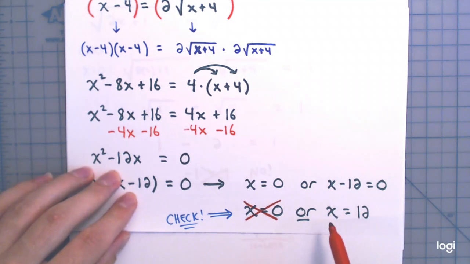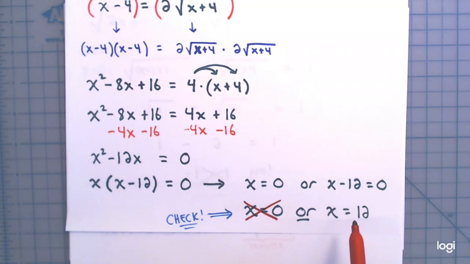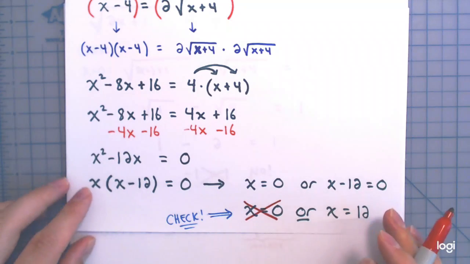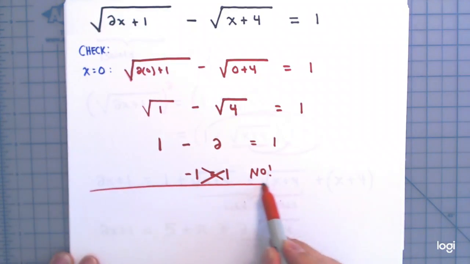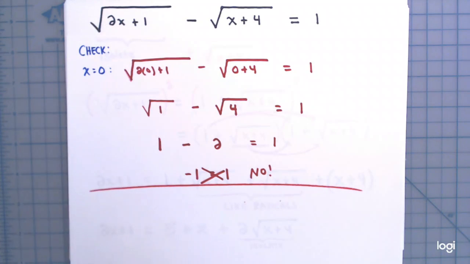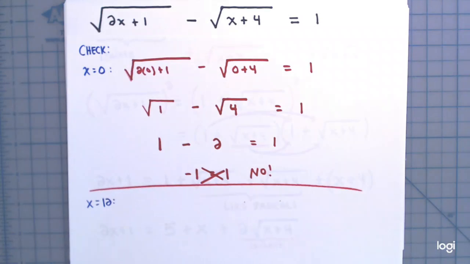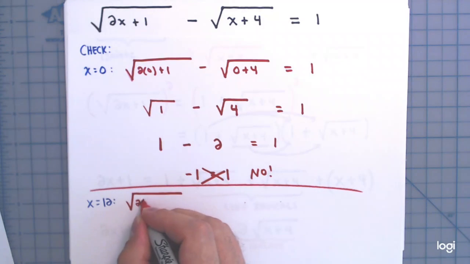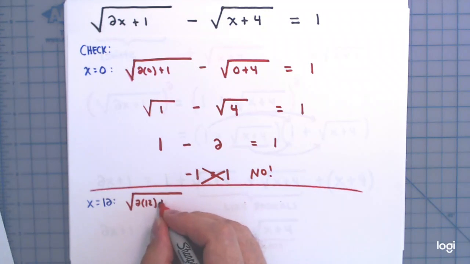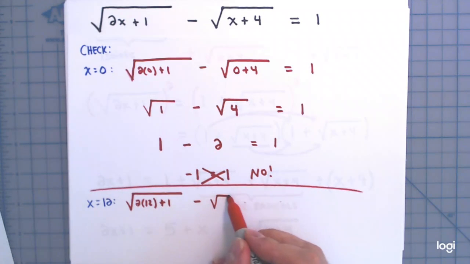The only other one left is 12. Now if this doesn't work, that means the equation has no solution whatsoever. So I'm hoping 12 works. All right. So let's go back, separate that, and check x equals 12. So we have the square root of 2 times 12 plus 1 minus the square root of 12 plus 4.